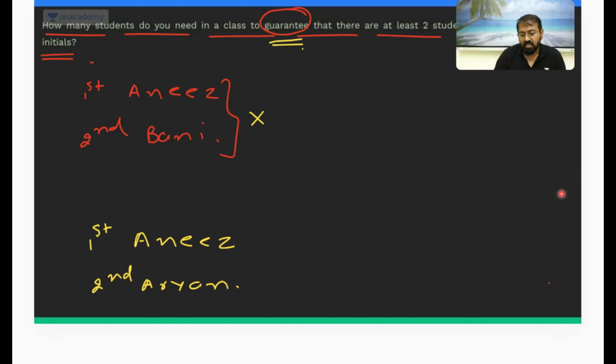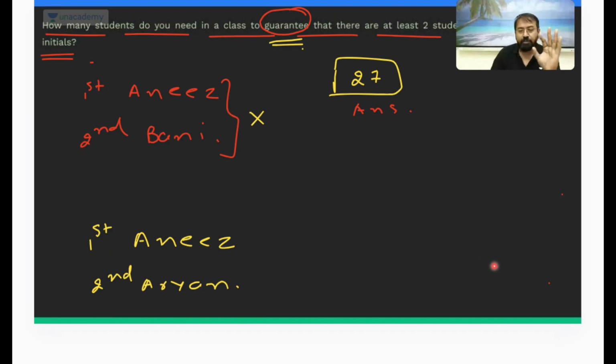Anil has given the correct answer. Anil, that's correct. 27 is the correct answer. Why? Because guys, see, whenever you are talking about guarantee, now listen, whenever you are talking about guarantee, that means you need to consider the worst possible scenario. Guys, what can be the worst scenario? So can I say the worst scenario can be like this?